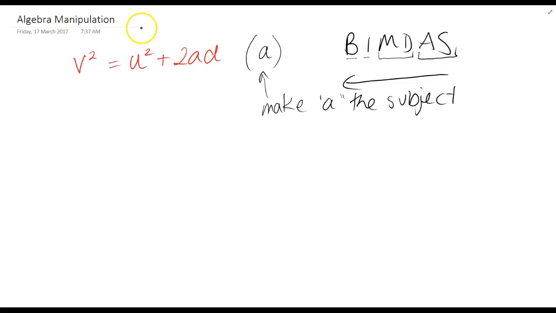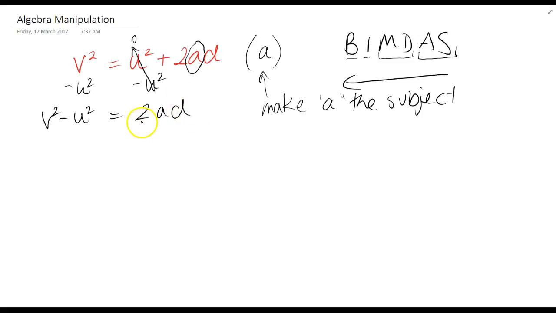My a is right here in the middle of this term, so I can't move anything around this term yet. I've got to get rid of the fact that this is adding on u squared. So I'm going to move that. The opposite of adding on u squared would be to take away u squared. And remember, whatever we do to one side, we do to the other. So I'm going to take away u squared. That leaves me with v squared minus u squared on this side. This now has gone because u squared minus u squared is just 0. And now I have 2ad left on the right hand side.